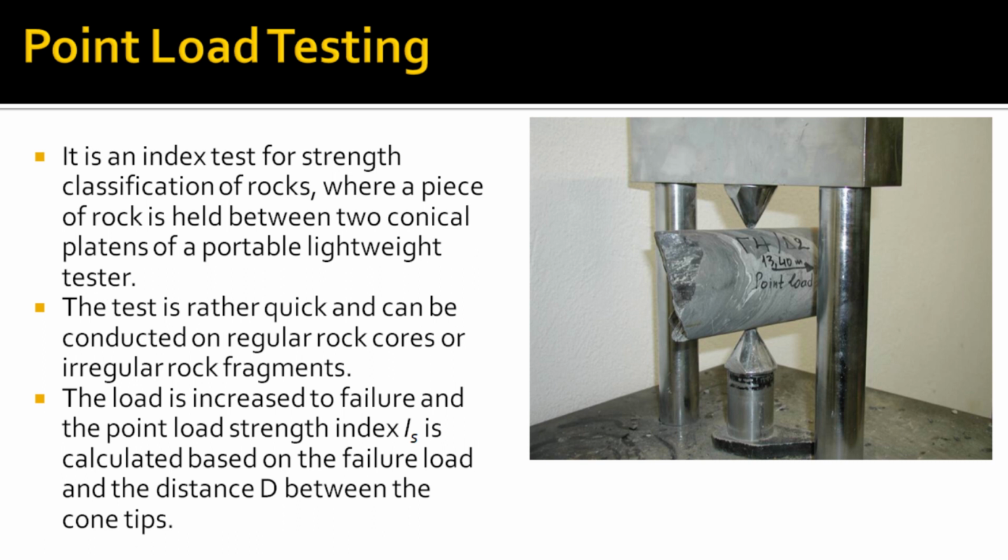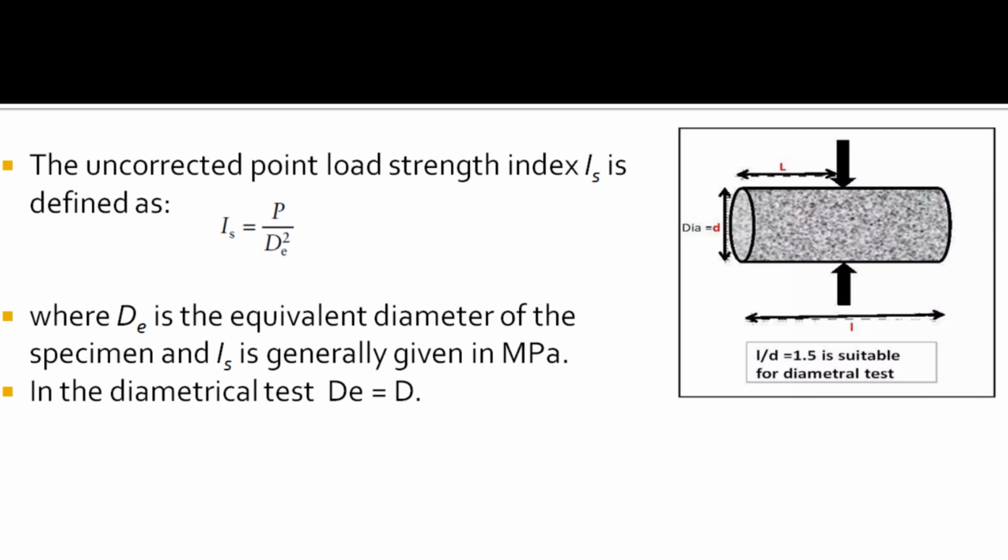The point load strength, or simply Is, is calculated as P by De squared, where P is the load at failure while De is the equivalent diameter, or in case of a diametrical test for cylindrical rock cores, it is the diameter of the rock core. So, P by D squared, and it's denoted in MPa, megapascal.